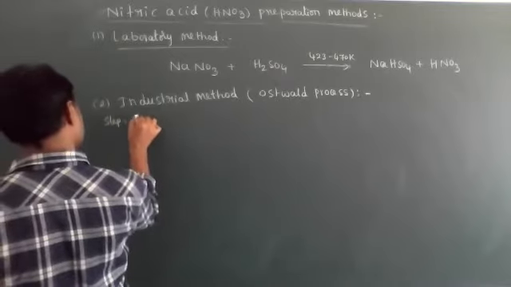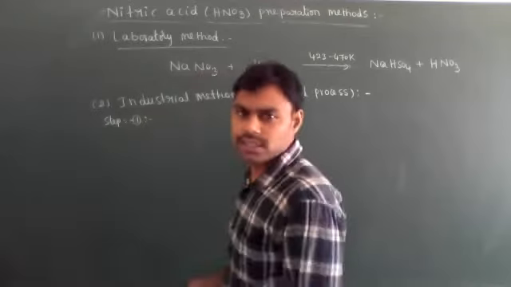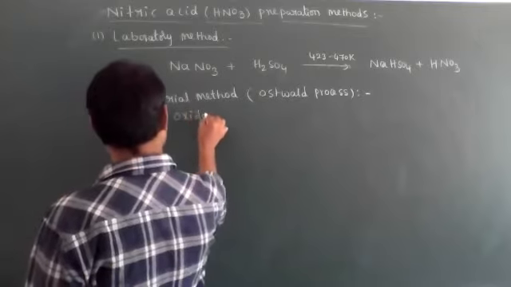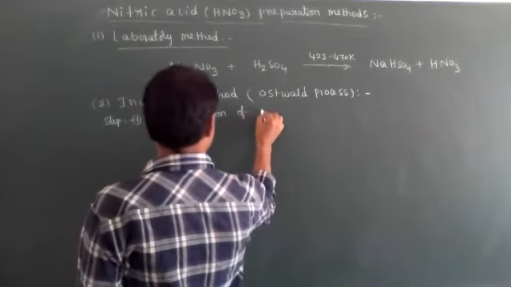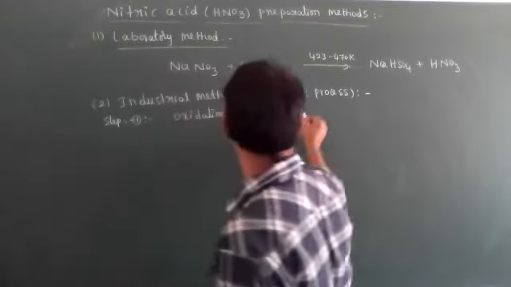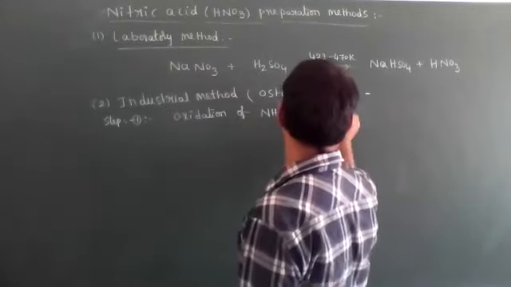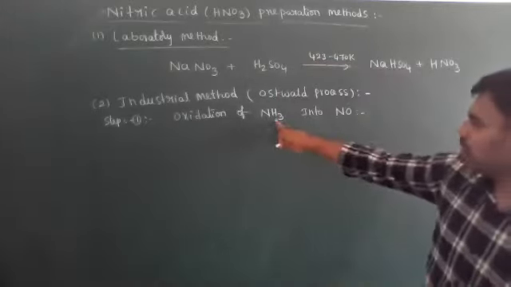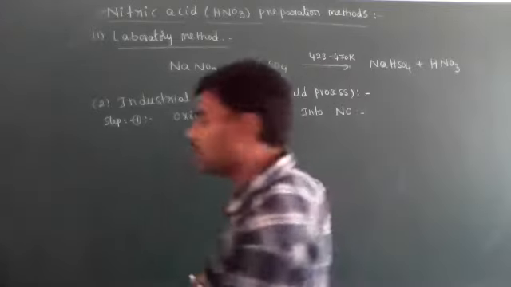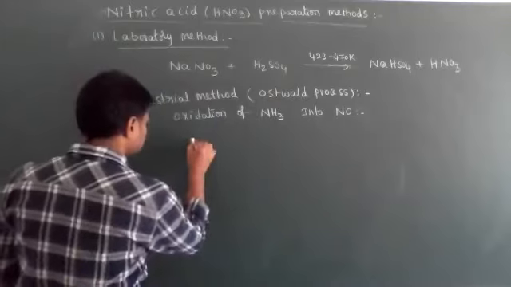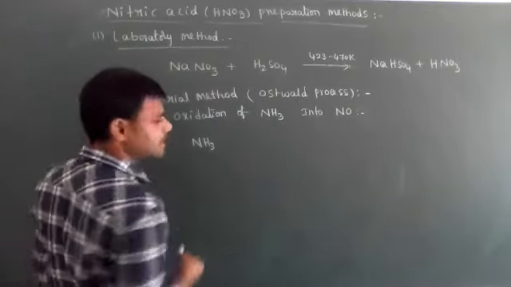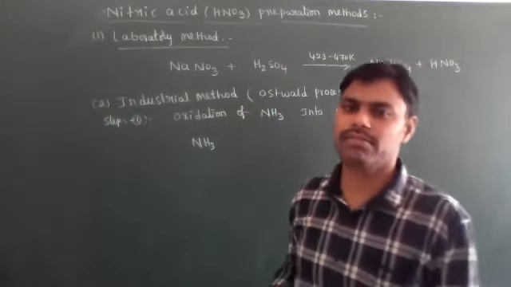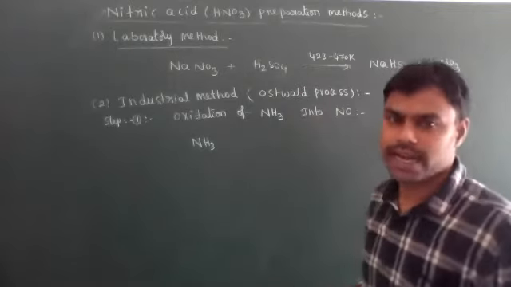In this step 1, we are oxidizing ammonia, NH3, into NO, nitric oxide. This is called oxidation of ammonia. This is the key step. In this step only we are using a catalyst. What is that catalyst? Platinum or rhodium gauze or rhodium wire is used as a catalyst.